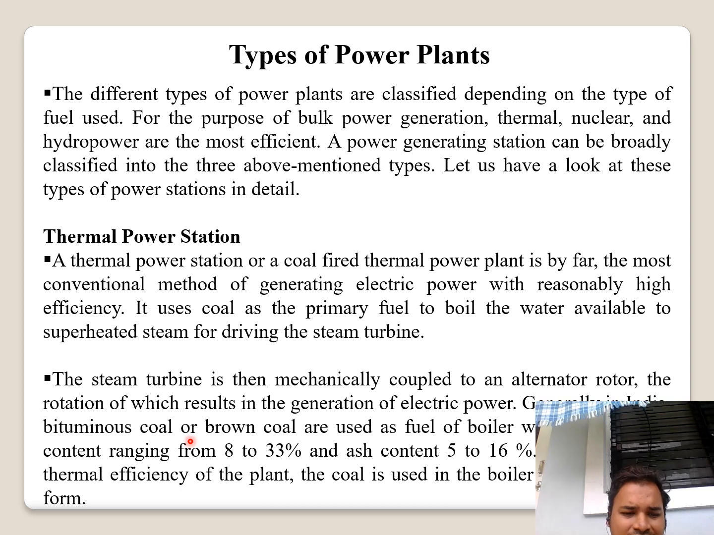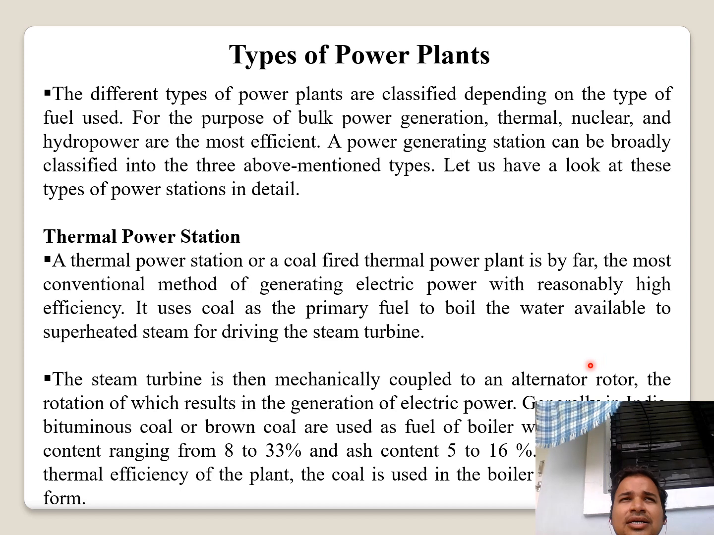So the steam turbine is then mechanically coupled to the alternator rotor, the rotation of which generates electric power. Generally in India, bituminous coal or brown coal are used as fuel of the boiler, which has volatile content from 8 to 33% and ash from 5 to 16%. I just told you lignite coal and peat coal were some examples of coal that are used, and in India we use bituminous coal or brown coal.